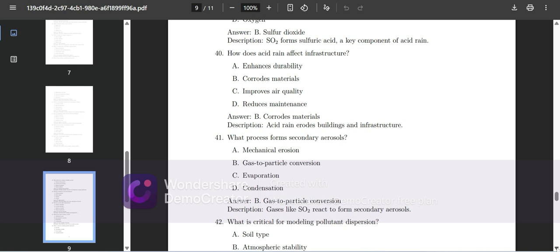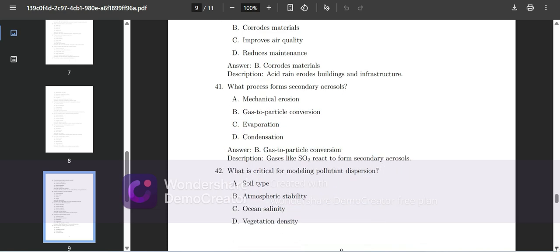How does acid rain affect infrastructure? Corrodes materials. Acid rain erodes buildings and infrastructure.